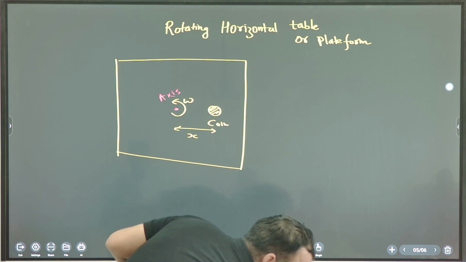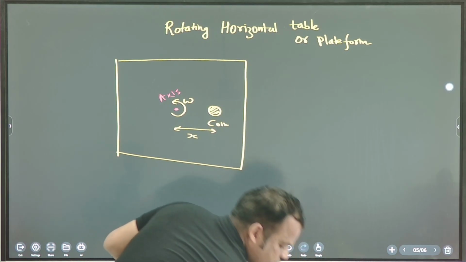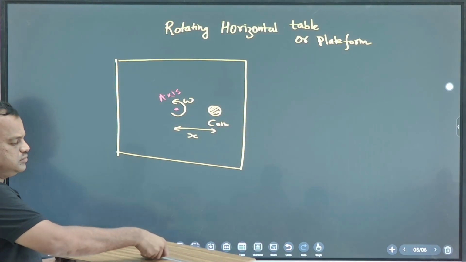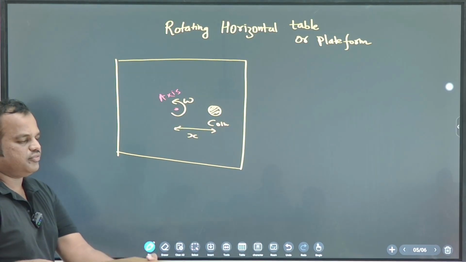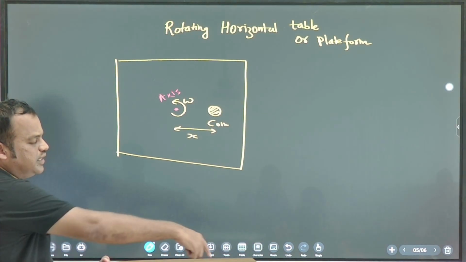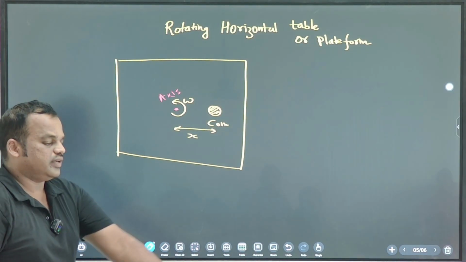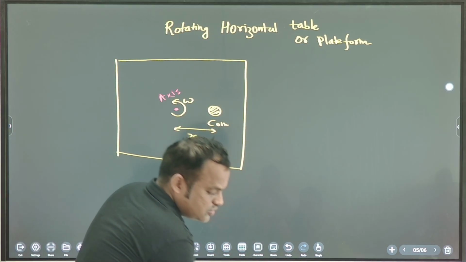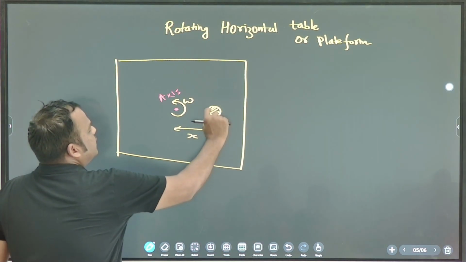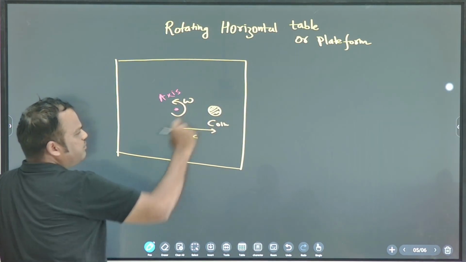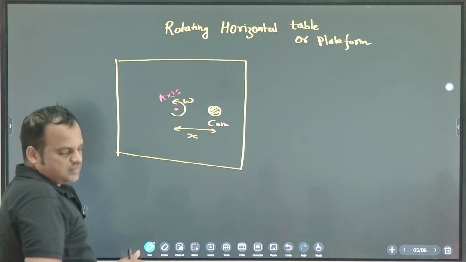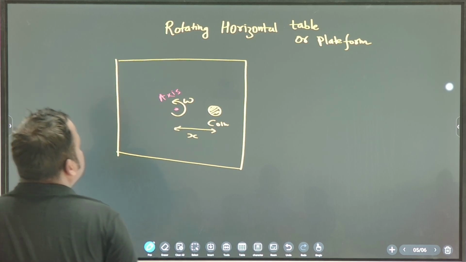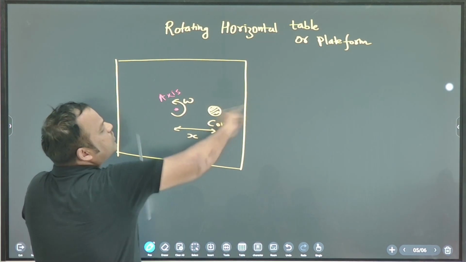So it will fall. Suppose this is the coin. It will slide. See, if you rotate it, it will slide. Look at the scale. When I am rotating, it is sliding. So it is slipping. Why is it slipping? It is experiencing force. What is the direction of force? Outward.